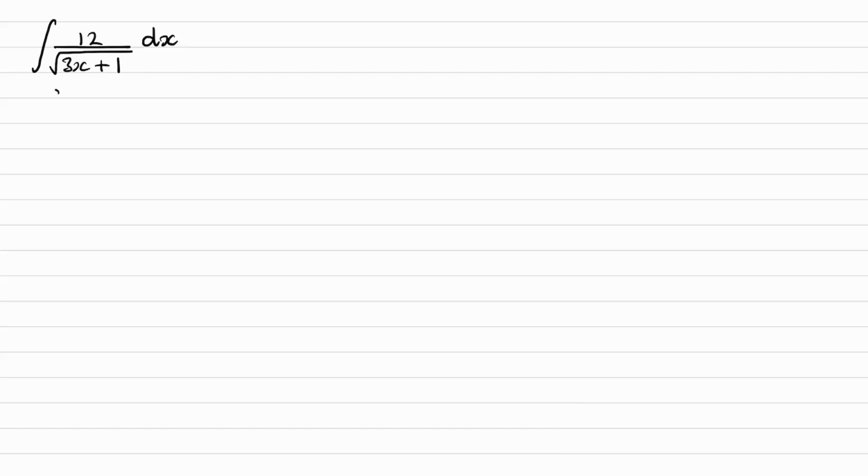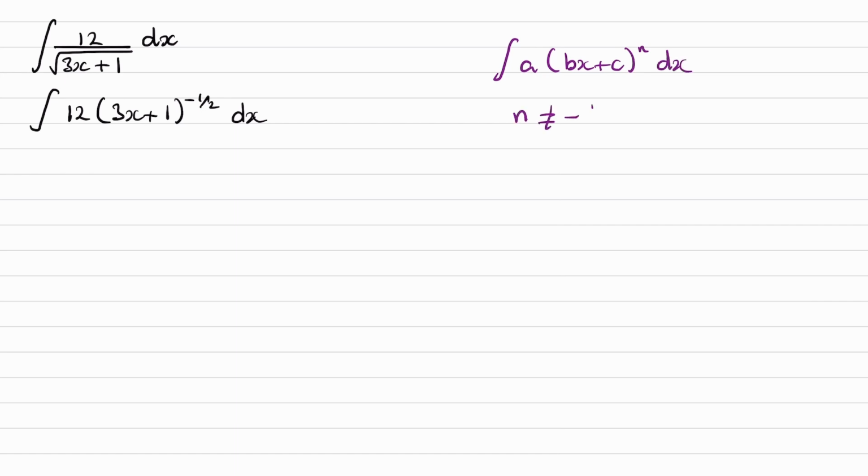We can rewrite this as the integral of 12 multiplied by (3x + 1) to the power of minus a half. So square root is to the power of a half, bring this to the top, and then we get minus a half. This is now of the form a multiplied by (bx + c) to the power of n, where n is not equal to minus 1.